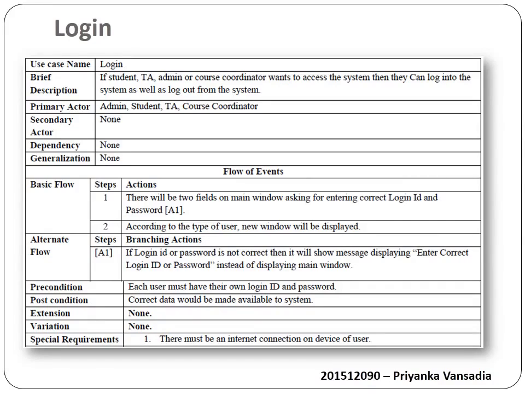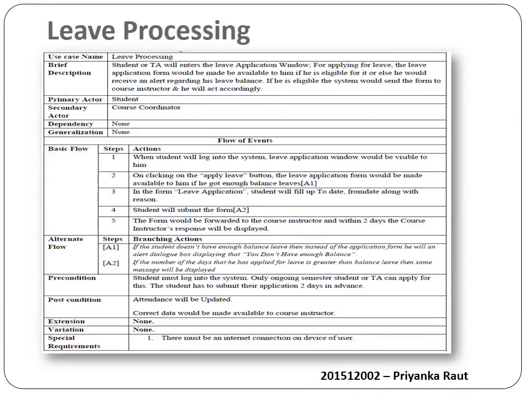There is only one precondition, that is each user must have their own login ID and password, and post condition is correct data would be made available to the system. There is no variation and no extension. There is one special requirement of the system: there must be an internet connection on the device of the user.